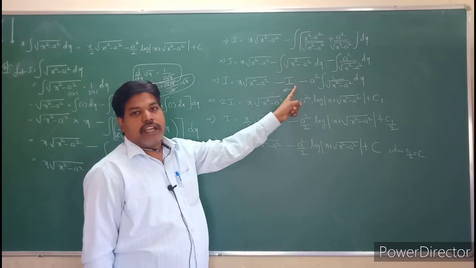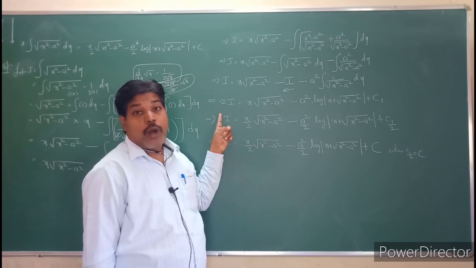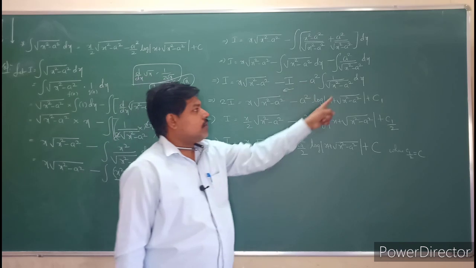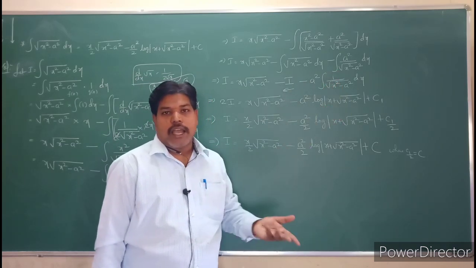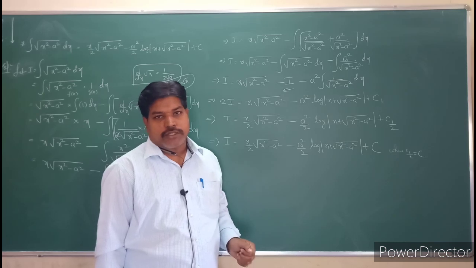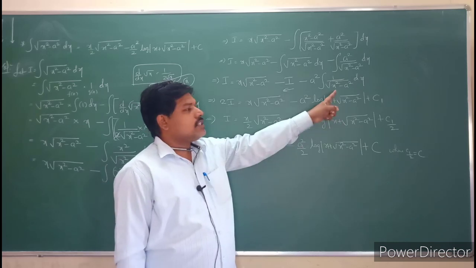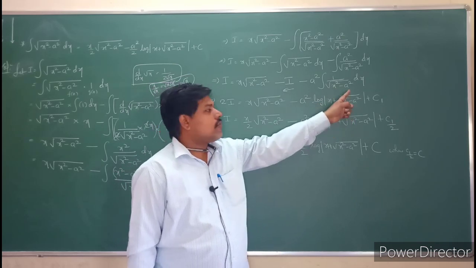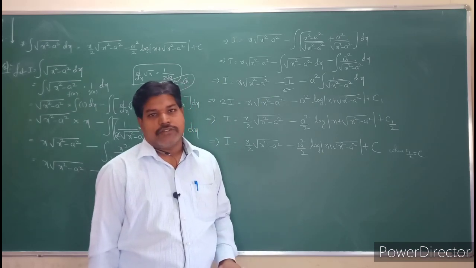So take the value as I and take this minus I to this side. It will become I plus I. It will become 2I is equal to x into root of x square minus a square minus a square into integral 1 by root of x square minus a square. I have given some special type of functions, 6 formulas. Out of these, 1 by root of x square minus a square is nothing but log mod x plus root of x square minus a square plus c1. So I am taking the integral constant as c1.